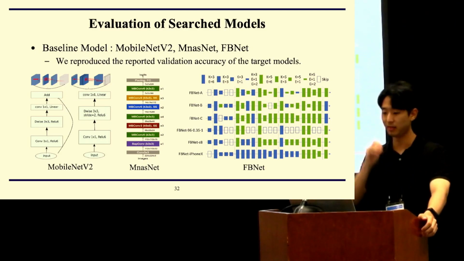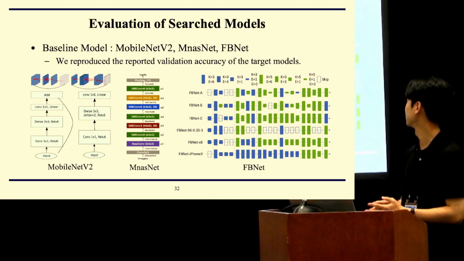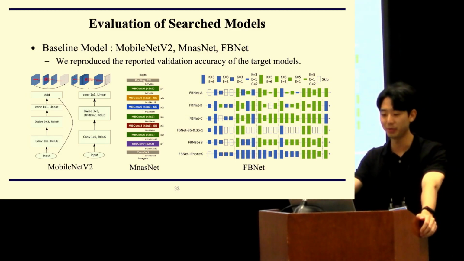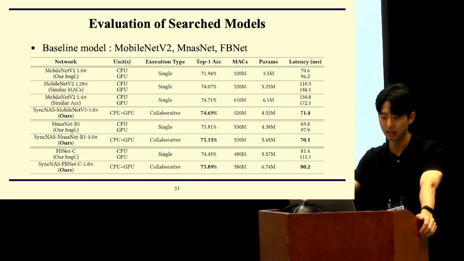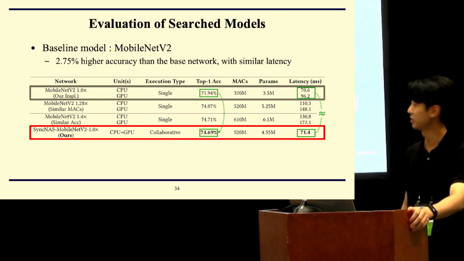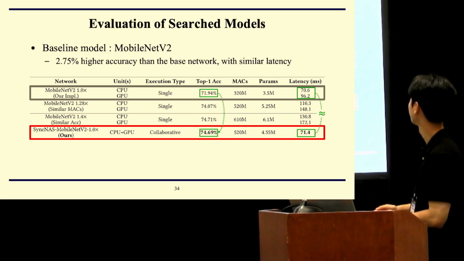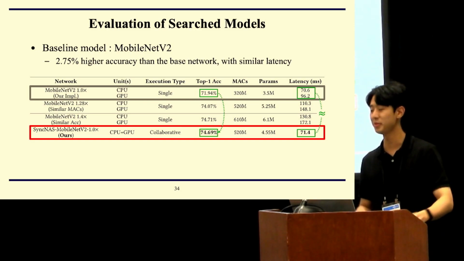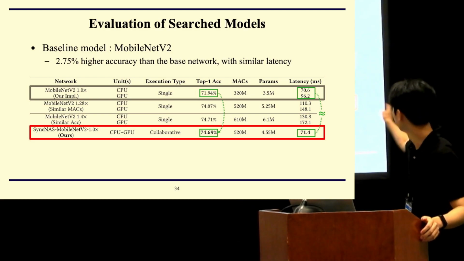As the baseline models, we chose three widely used models on mobile platforms: MobileNet V2, MNASNet, and FBNet. We also reproduced the reported validation accuracy of each model. And here is the result of our searched model accuracy and latency. In MobileNet V2 as a baseline model, the model we searched achieved a top-one accuracy of 74.69% on the ImageNet dataset, which is 2.75 higher than the baseline network with similar latency.